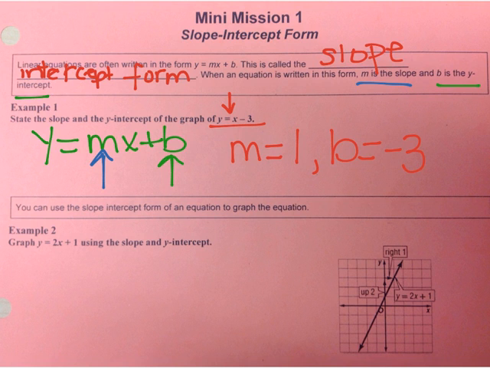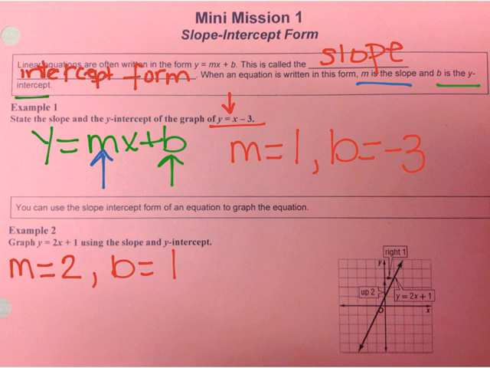Okay, let's keep going. We can look at example 2. Before that it says you can use a slope-intercept form of an equation to graph it. So if we look at the formula y equals 2x plus 1, we can identify what the slope and what the y-intercept are. So we said that m is going to be the slope. That is our variable that comes before the x. So our slope is going to be 2. Alright, and our y-intercept is going to be +1.